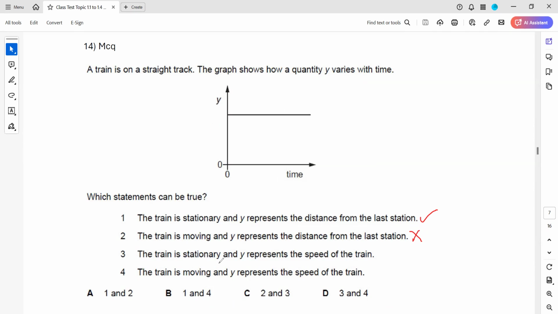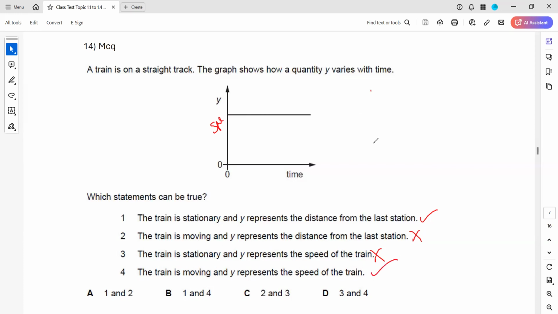Then the train is stationary if y represents the speed. So if it's a speed time graph, it means it has a certain constant speed. If it has a constant speed, the train is moving. But here it shows the train is stationary, so that's also wrong. And the last one, the train is moving when y represents the speed of a train. It shows a constant speed, and at a constant speed the train is moving.